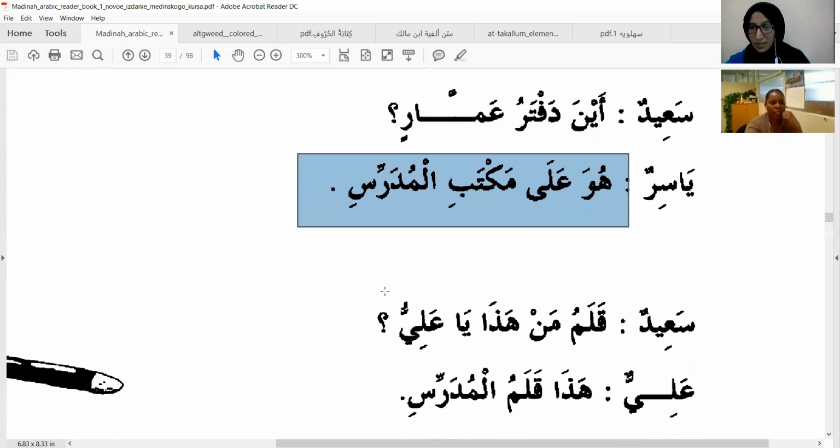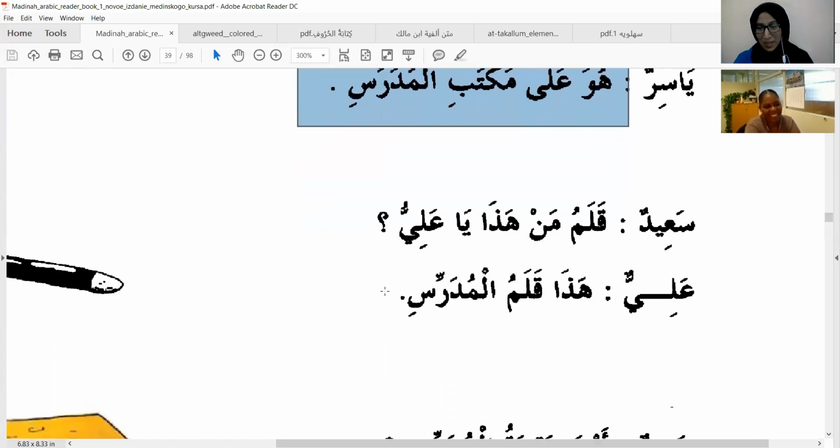Aina is where is. Daftar is notebook, an object, and Ammar is a person. So it's asking where is the notebook of Ammar? The answer: huwa ala maktabi al-mudarris. It is on the desk of the teacher. Very good.